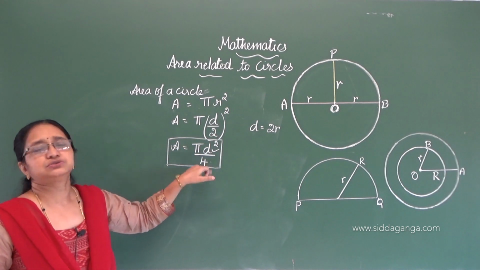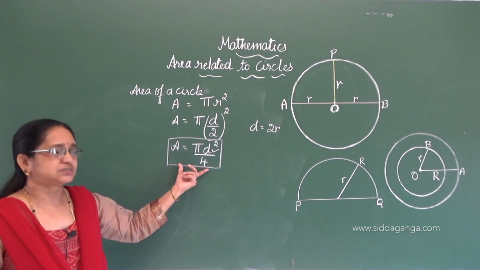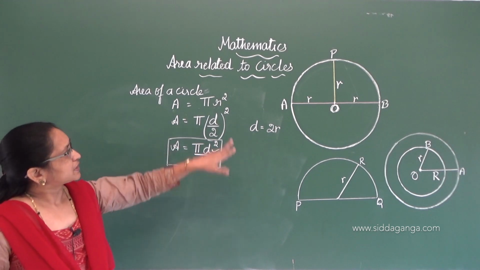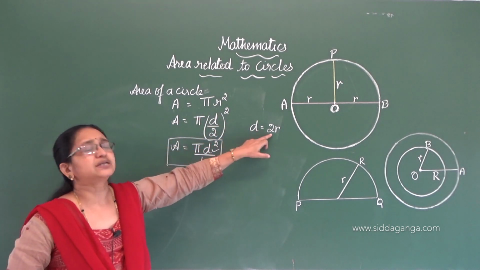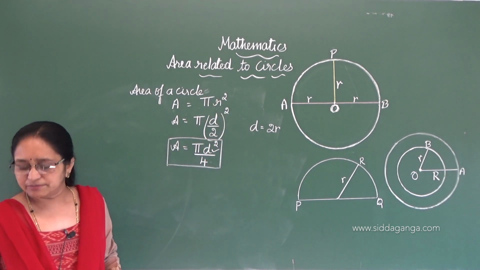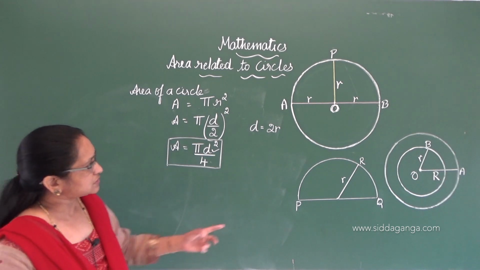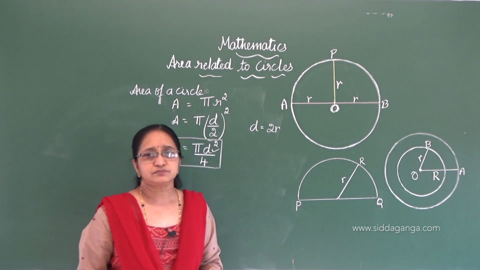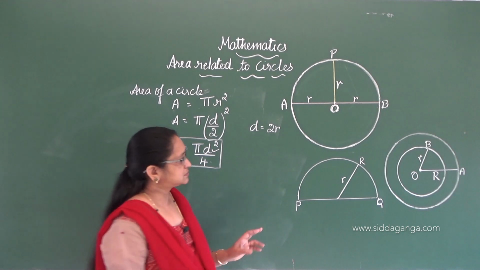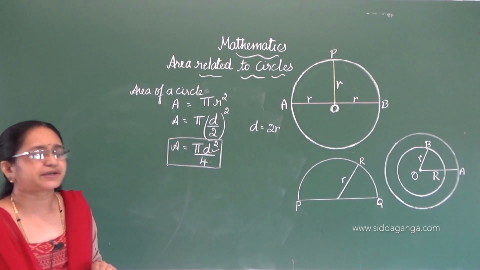See, this also you should know, because sometimes they will give the diameter, and at that time you can use this, or you can calculate the radius from the diameter and then use this formula. So these are the basic things which you should know. And I have drawn this semicircle here. Okay, so what is the area of the semicircle?